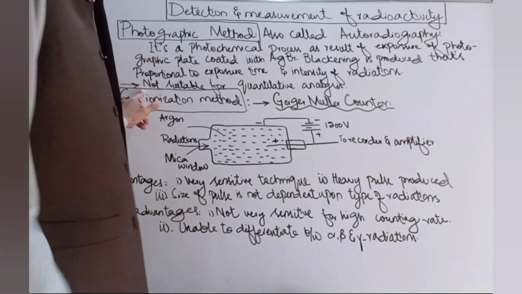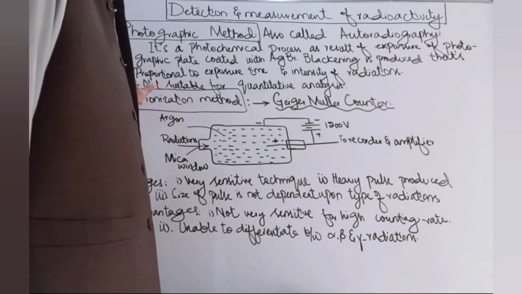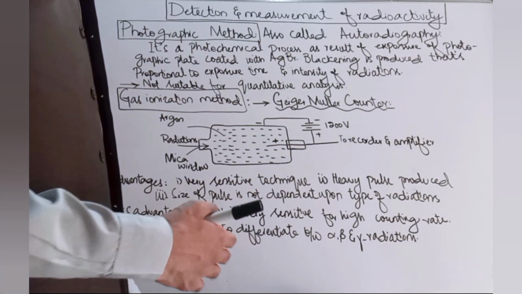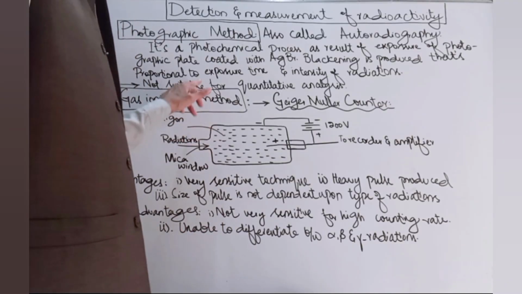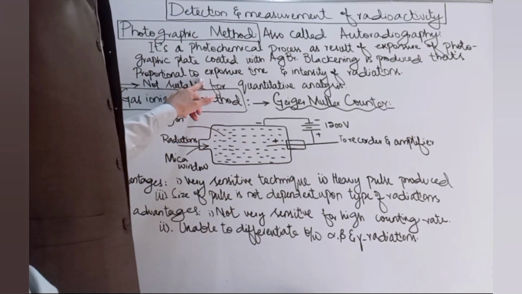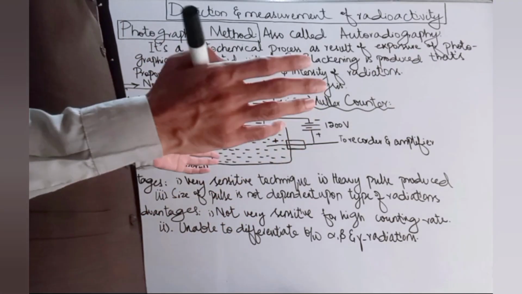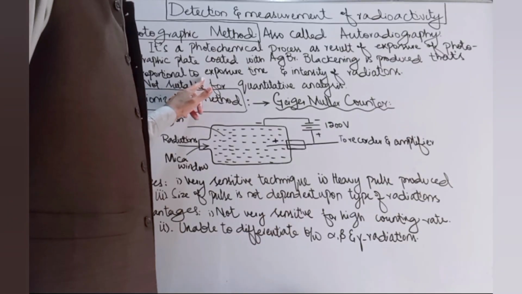Let's talk about the limitations of this method. This method is not very suitable for quantitative analysis. It's suitable for qualitative analysis, where we can compare the amounts of radiation produced from two different sources by comparing the extent of blackening, or we can compare the ionizing power of two different radiations like alpha and beta by comparing the extent of blackening.